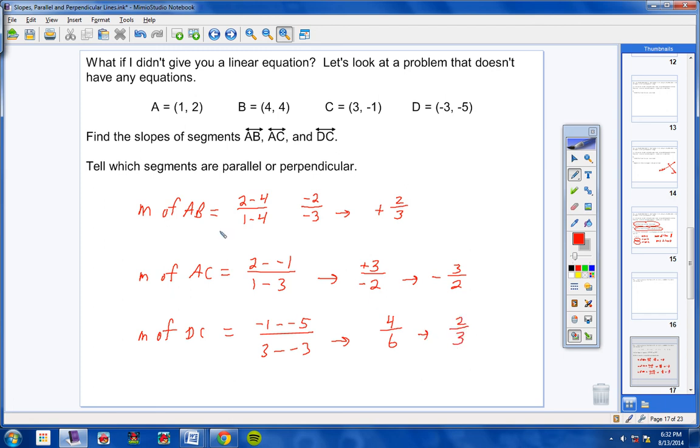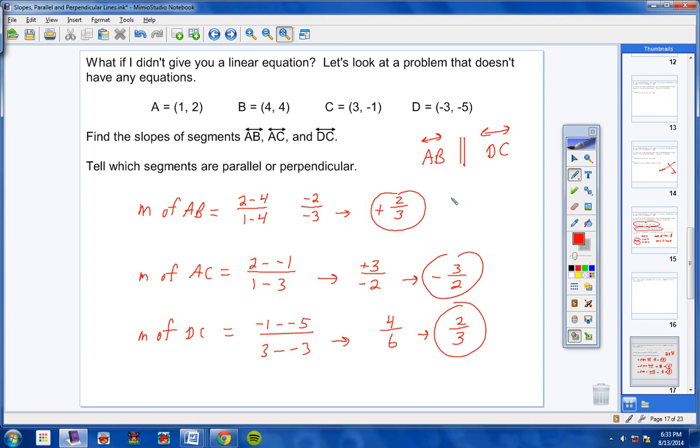Okay, so we want to know if any of these lines are parallel or perpendicular. Well, first of all, the slope of AB is 2/3. Do you see that? And the slope of DC is what? 2/3. They're the same. So write this down in your notes, please. Line AB is parallel to line DC because they have the same slope.